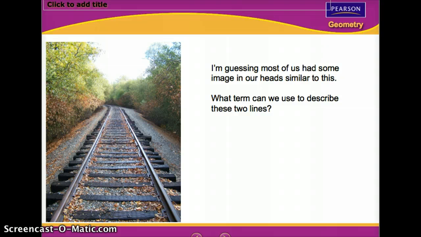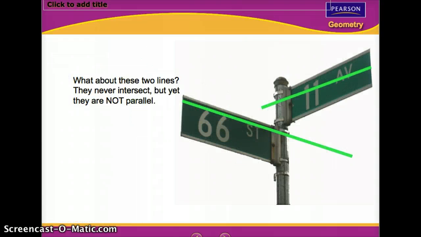So if I asked you to describe what parallel lines were, you would probably tell me two lines that never ever cross. Well, now I want you to consider this picture. These are two lines that never intersect, but they are not parallel. What are these lines called? They are called skew lines.